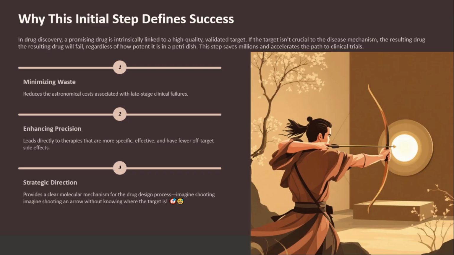A promising drug is intrinsically linked to a high-quality validated target. If the target isn't crucial to the disease mechanism, the resulting drug will fail, regardless of how potent it is in a petri dish. If it is not potent in in vivo work, in preclinical or clinical trials, then it's a waste. This step saves millions and accelerates the path to clinical trials. Otherwise we have wasted millions or even billions of dollars in our whole drug discovery.